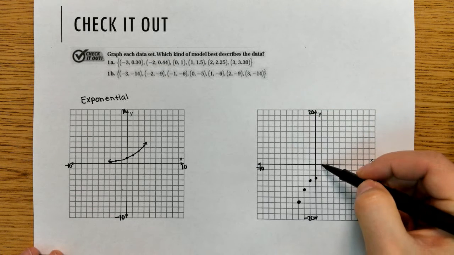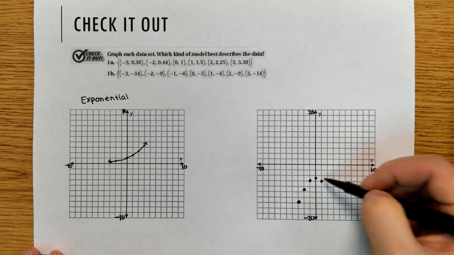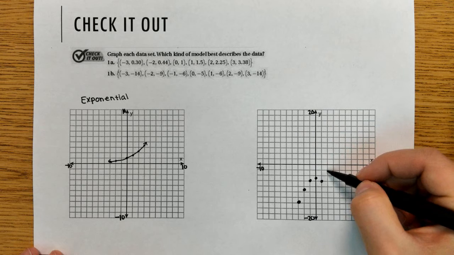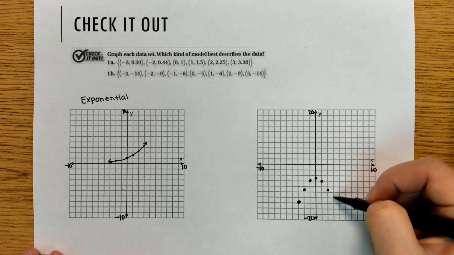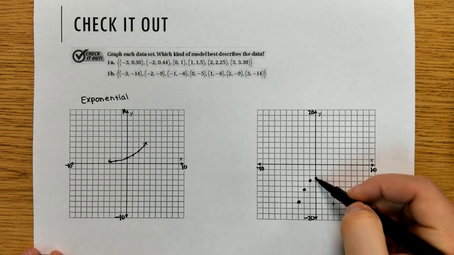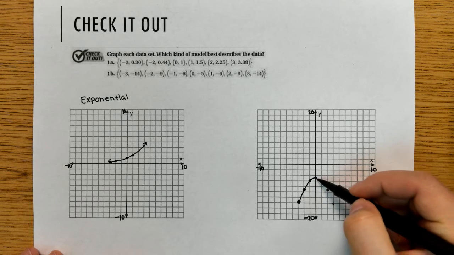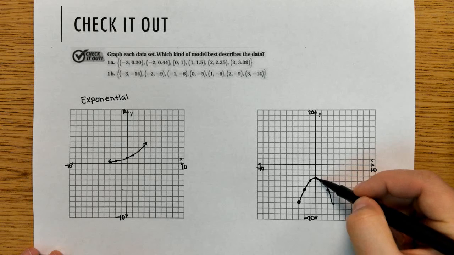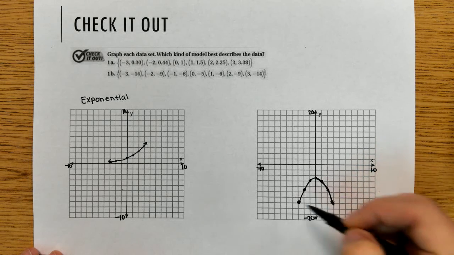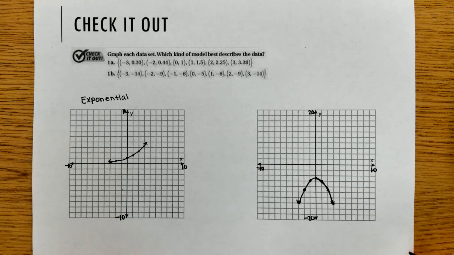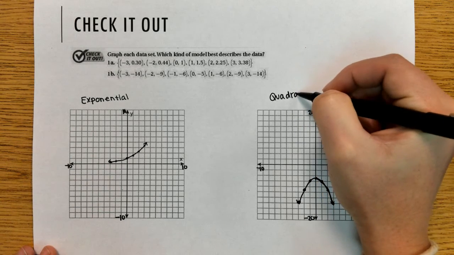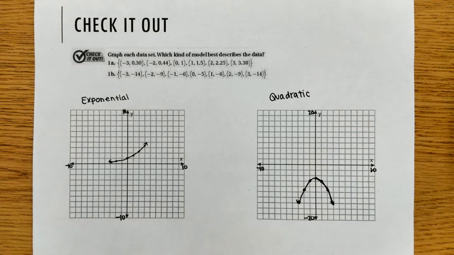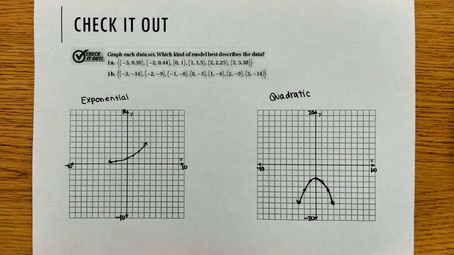1, negative 6, so 1 down 6. 2, negative 9. And then 3, negative 14. So here, this forms, sorry, that was a bad job connecting there. This forms a parabola. So this is going to be quadratic. Okay, so you plot your points, connect them, and describe whether it's linear, quadratic, or exponential.